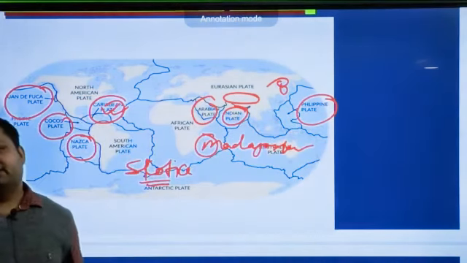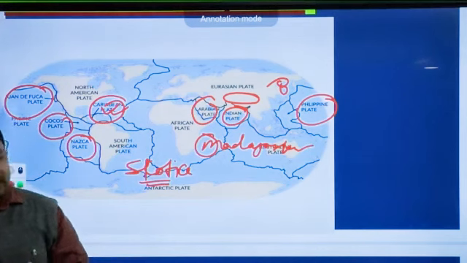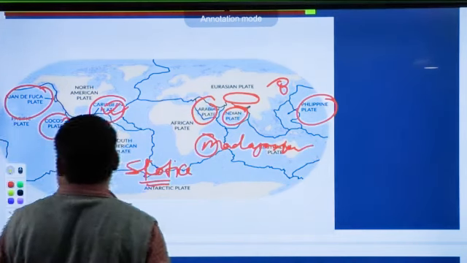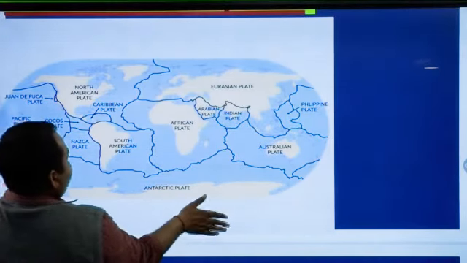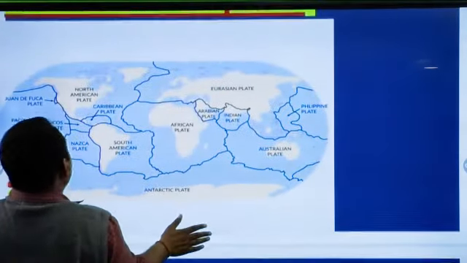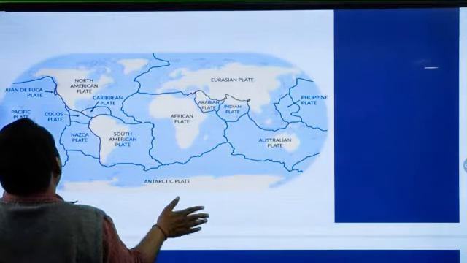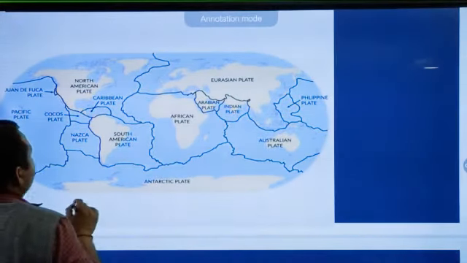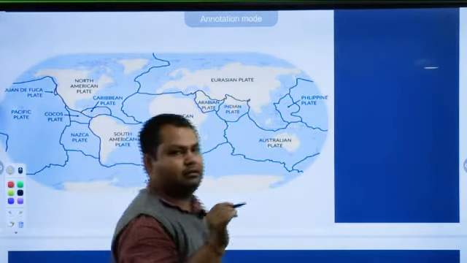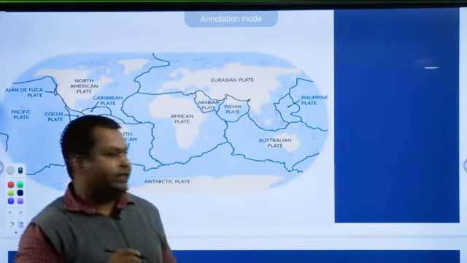All these major as well as minor plates are moving under the influence of convectional current. Under the influence of convectional current, these plates are moving in multiple directions. First of all, I would like to talk about the direction of the major plates. Try to see the direction of the plates.